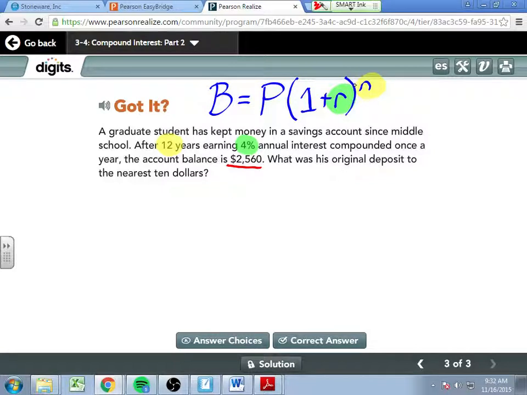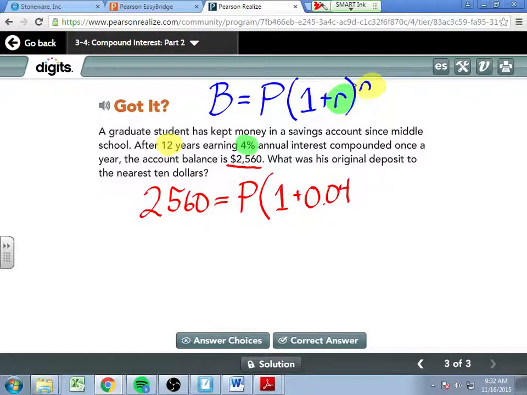What's different about this problem compared to the other problems we've been doing? Franny? We don't know the principal. So when you fill in your values, it should be $2,560 equal to the principal that we don't know times 1 plus 0.04 to the 12.